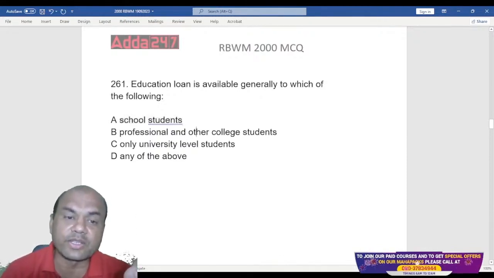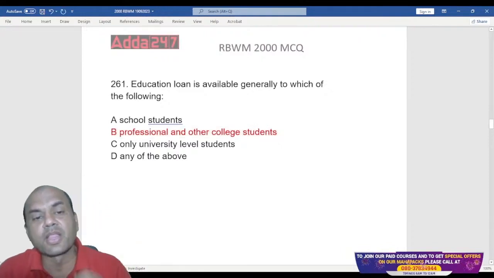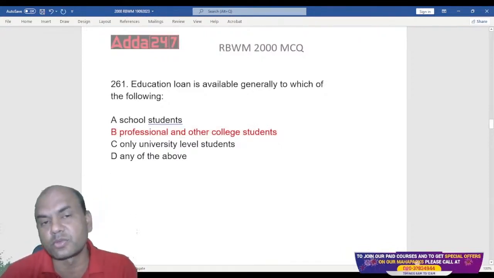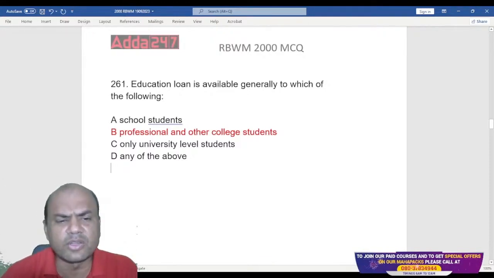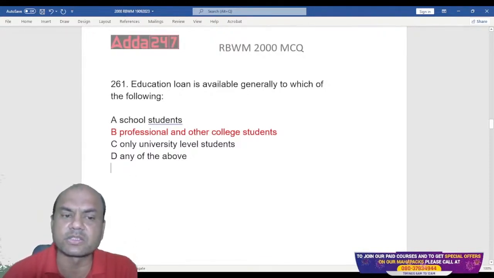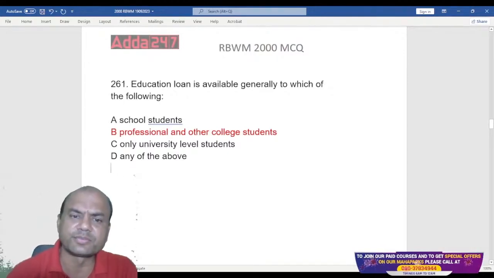So the right answer for this is what? This is professional and other college students, okay? So education loan is given to these guys, professional and other college students. Only university level students, that's not the right answer, okay? It can be to professionals also, meaning CAs, they're also given the education loan, okay?